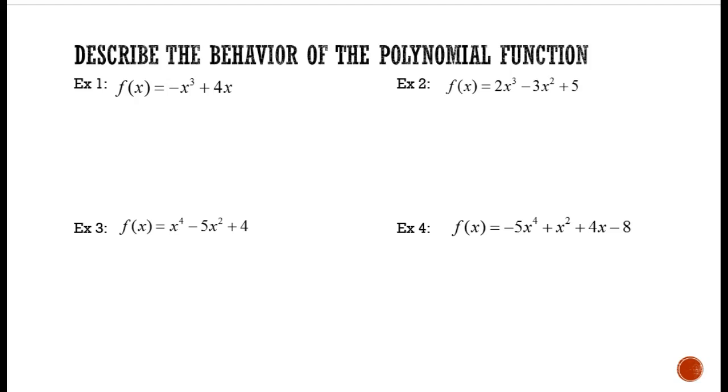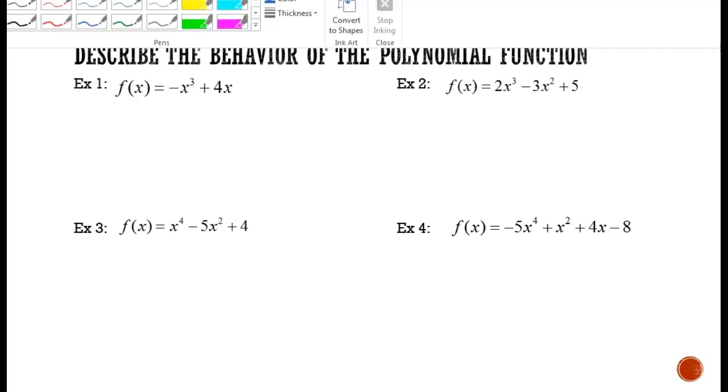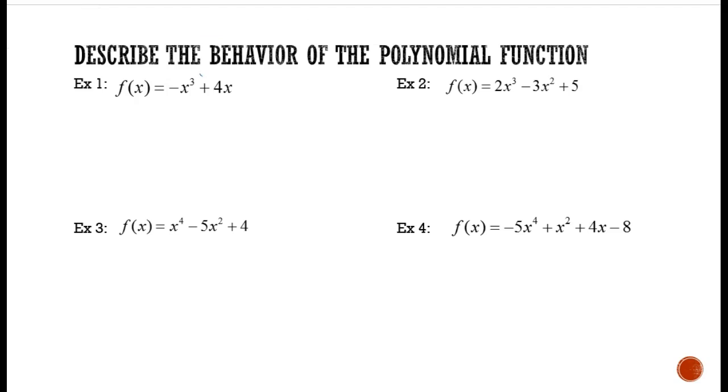So I want to describe the end behavior of the polynomial function. First of all, I look at my problem, and I look at where's the highest exponent, which is x to the 3rd, and its coefficient. So the exponent is odd, and look at that a value. It's -1, so it's negative. So odd means it's going to work like a linear with a negative slope. So I would say it rises left and it falls right.